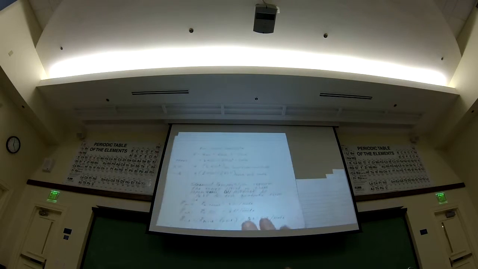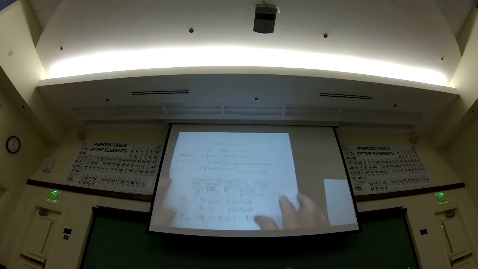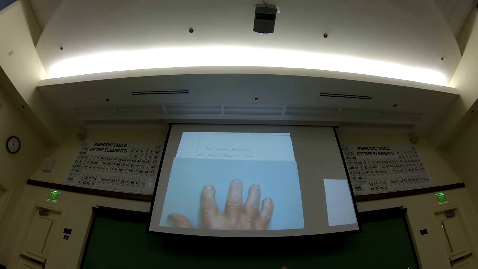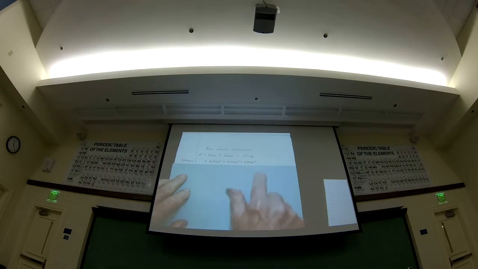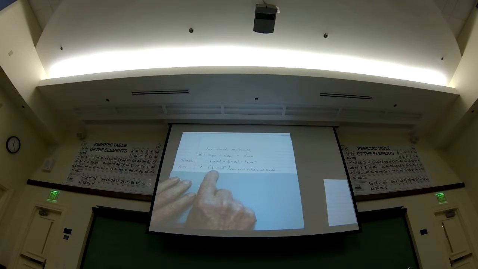For each molecule, the energy of the molecule is the sum of its translational mode, rotational mode, and vibrational mode energies, the sum of each of those. And so that's equal to translation, 1/2 m v_x squared, 1/2 m v_y squared, 1/2 m v_z squared, and those are the translations, 3 modes. Right, rotation, we have 1/2 I omega squared for each rotational mode. 0, 2, or 3.